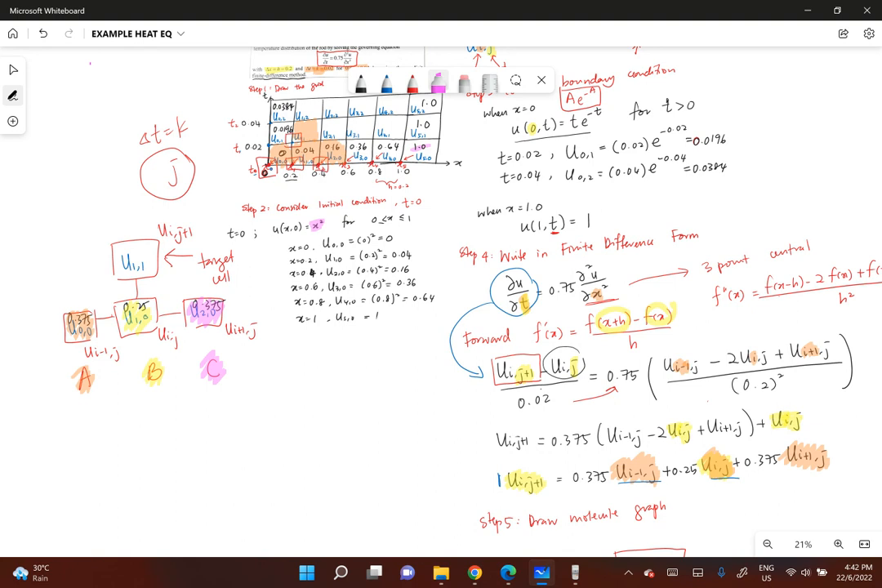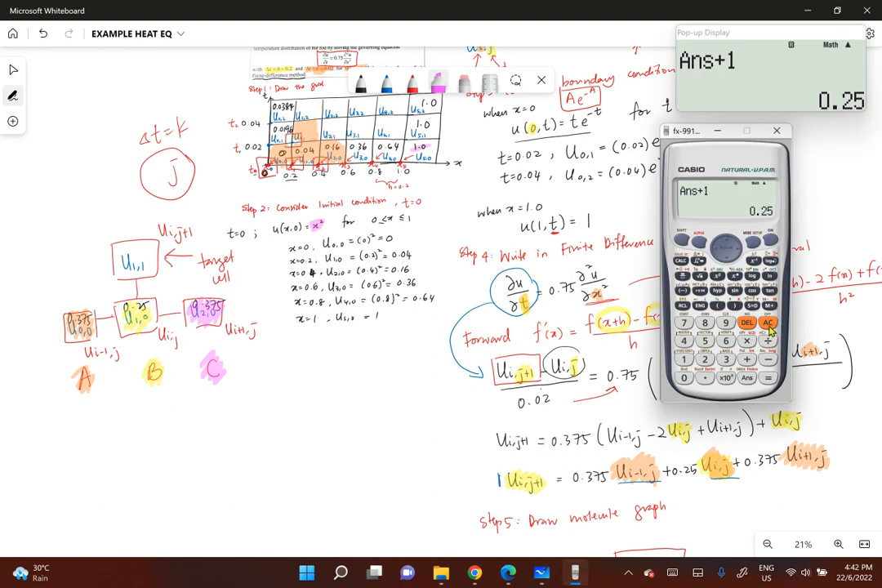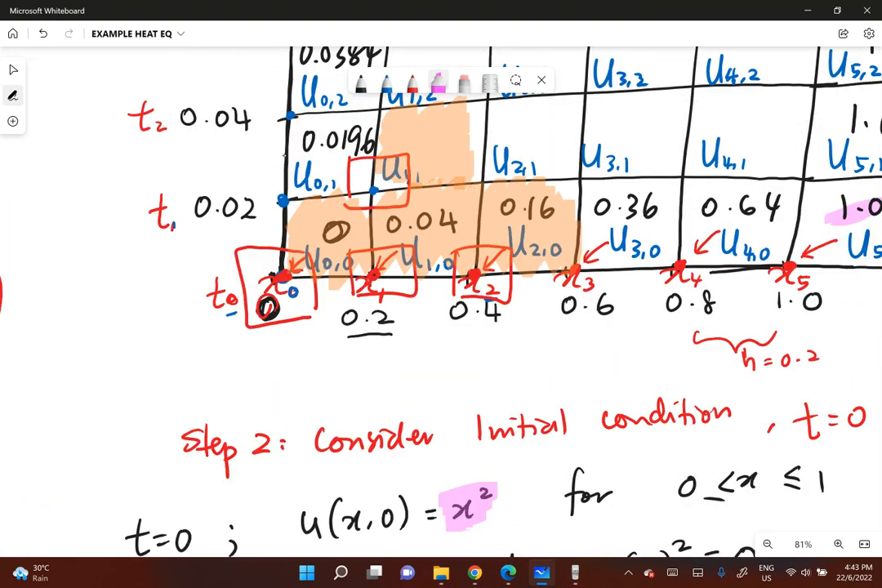Okay, so I've used the calculator. I will use some equations: 0.375 alpha A, plus 0.25 alpha B, plus 0.375 alpha C. Okay, now I press calculate. So what is A? The value of A is this one, U00. What is its value here?